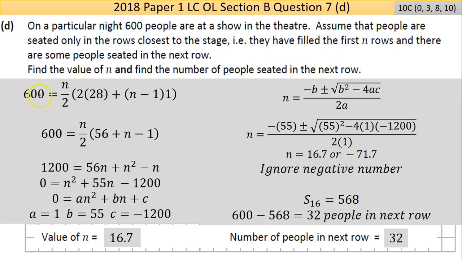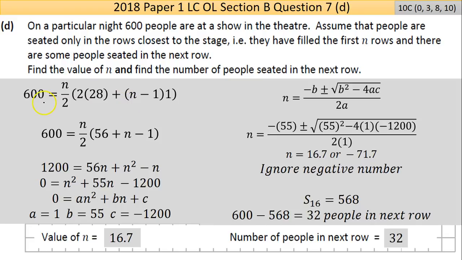Now, we're told that there are 600 people, so that's the sum of all the people as such, and you're using your formula we used just in the last page, but now n is the unknown. We don't know how many rows we're talking about. So if you look at it, there's one unknown. Now it's there twice, so we need to solve that out.